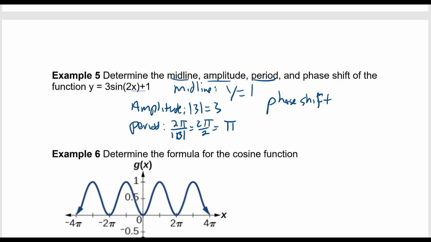And then our phase shift is going to be, well, I don't see a c. C equals 0. It's c over b, so it's 0 over b, which is 0. So there's no phase shift.